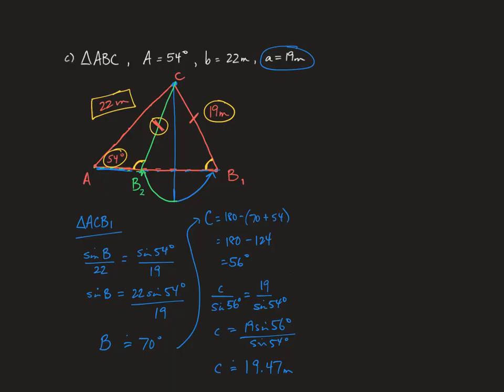I'm going to do a quick check and make sure that big angles mean big opposite sides. So my biggest angle in that triangle was B, and so it had a side length of 22. My next biggest angle was angle C at 56, so it had a side length of 19.47. My smallest angle, 54, gave me my smallest side at 19. Everything checks out.